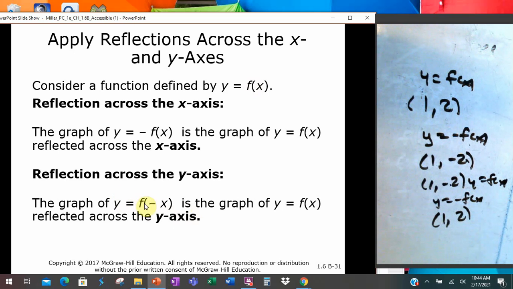And this is the very same thing as before, where I said look at this thing flipping around. The graph of y equals f of -x is the graph of y equals f of x reflected across the y-axis.